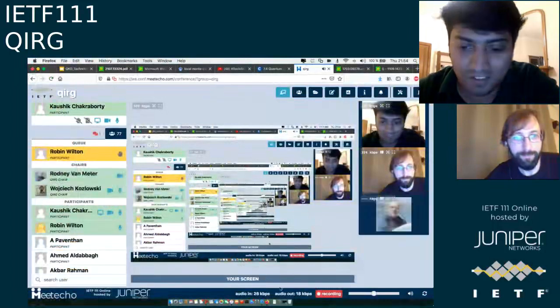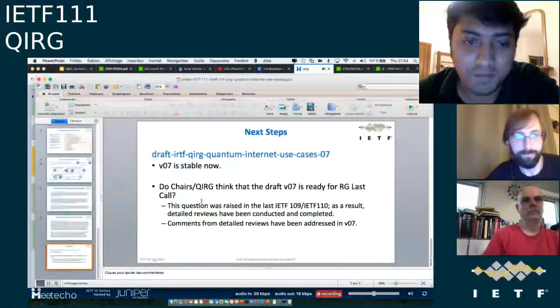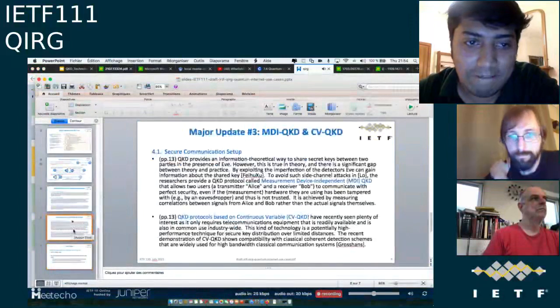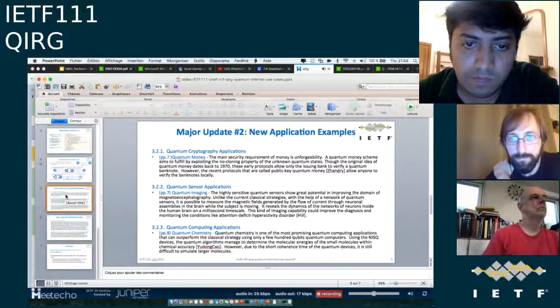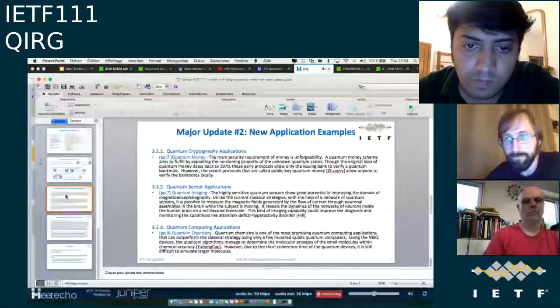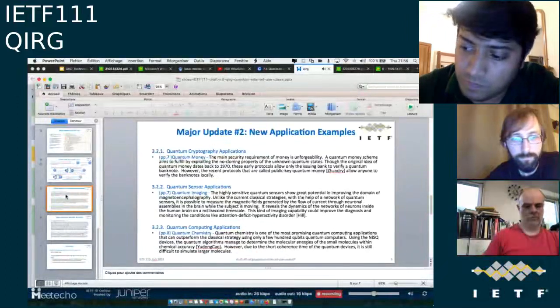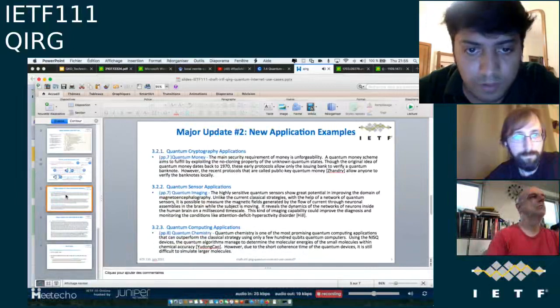That was really interesting. I just have a one-word suggestion, and it relates to section 3.2.2 of the draft, quantum sensor applications. Because you used the word metrology when you were introducing the deck, I wondered if you would consider replacing quantum sensor applications with quantum metrology applications. Yeah, I agree with you.